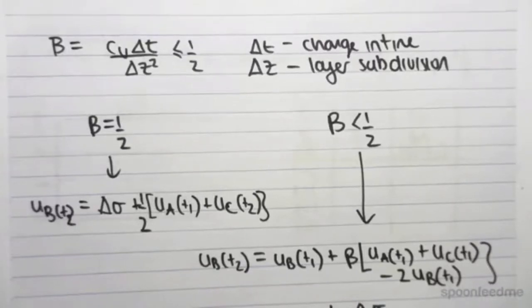Hey guys, just before I start this video, I needed to clear up a small error I made in the previous video. For beta equals a half, the UB of time 2, there's a half out the front of this part. I did not include that half, but there's a half out the front.